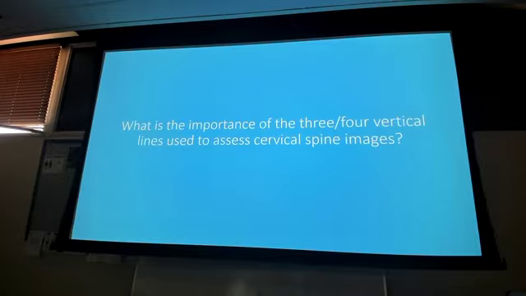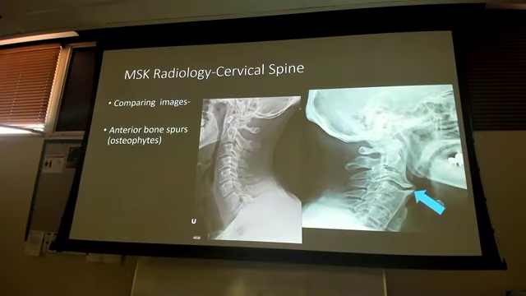What is the importance of the three or four vertical lines used to assess the images? Making sure everything's in alignment, right? There's no shifting of those vertebrae. We're gonna see some x-rays on what that looks like. Or pick out the cervical spine.